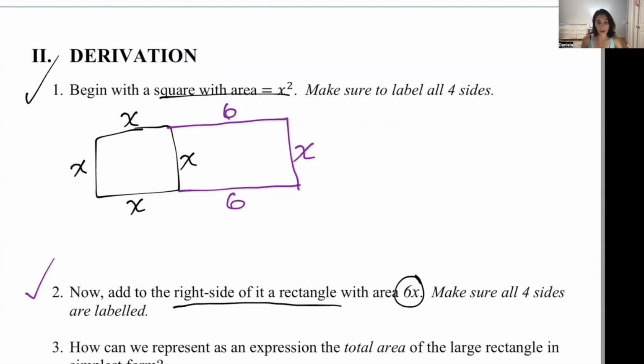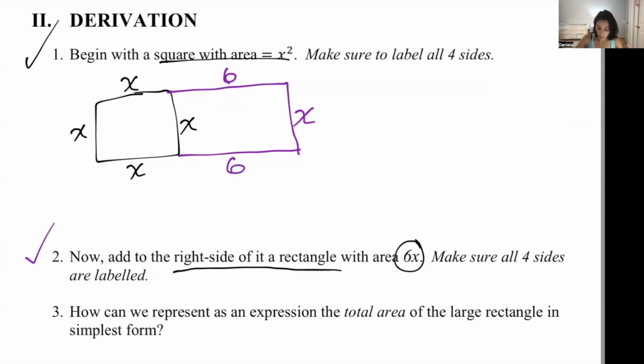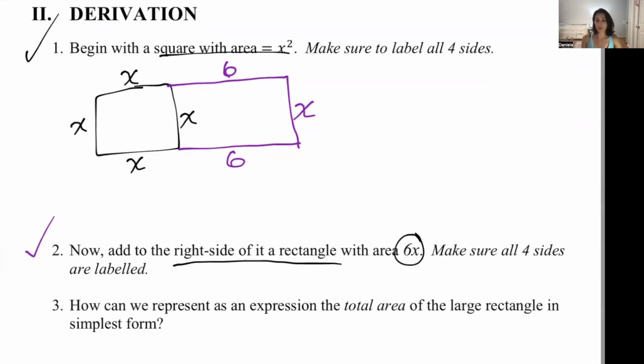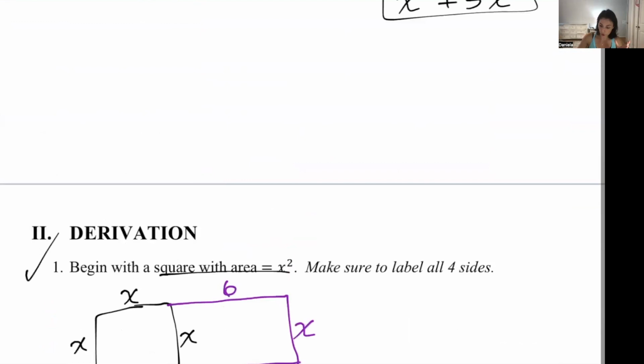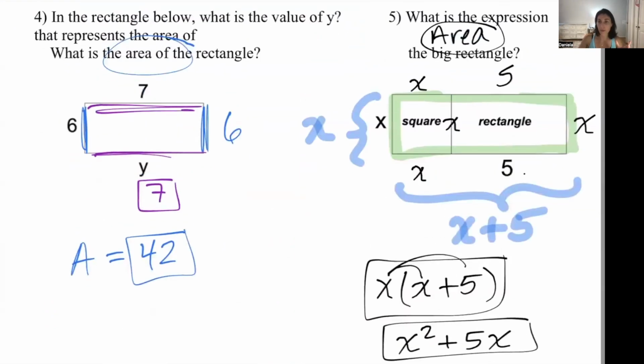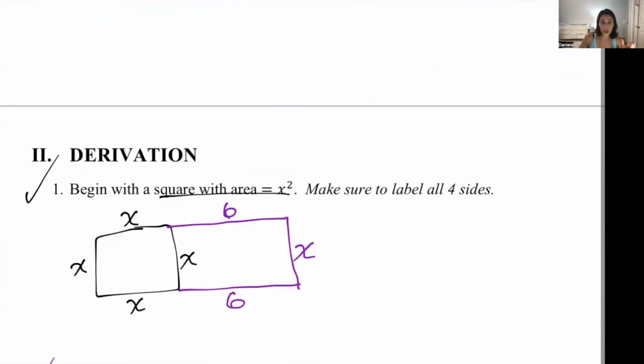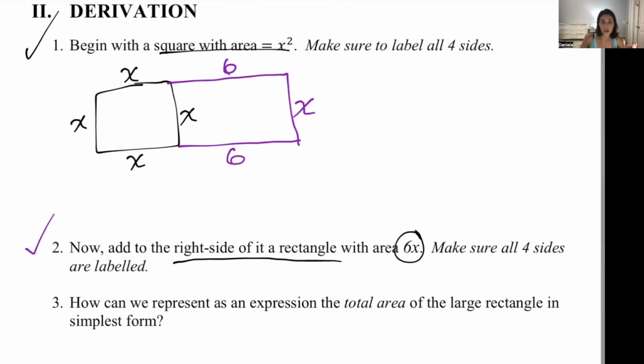Step 2, check. Now, how can we represent this as an expression for the total area of the large rectangle? So again, this is similar to this last problem we did, number 5, right? So we're going to look at it the same way. So the total area of now this large rectangle here, right?